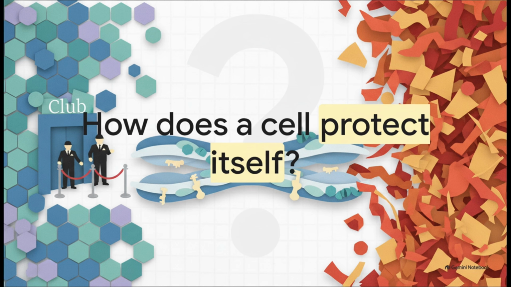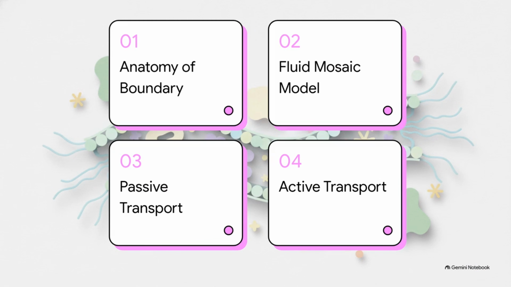Well, that is the job of the plasma membrane, and today we're going to decode exactly how it pulls off this incredible feat. Here is our club map for today's explainer. We'll start with the anatomy of the boundary, move on to the fluid mosaic model, check out passive transport, which is our free entry, and finally look at active transport, or VIP access.